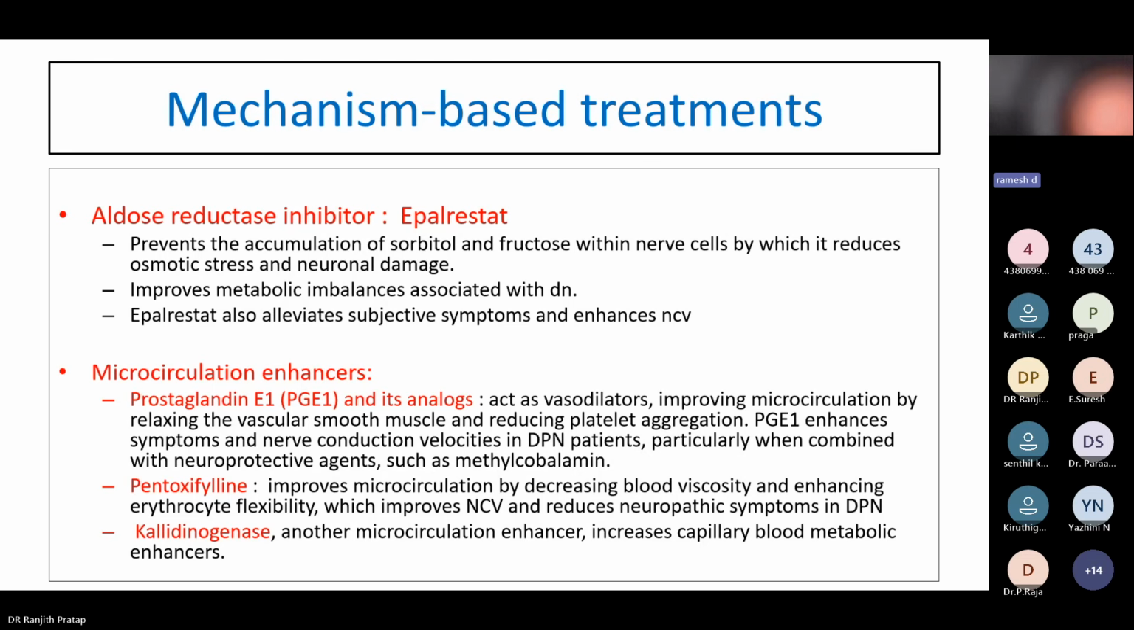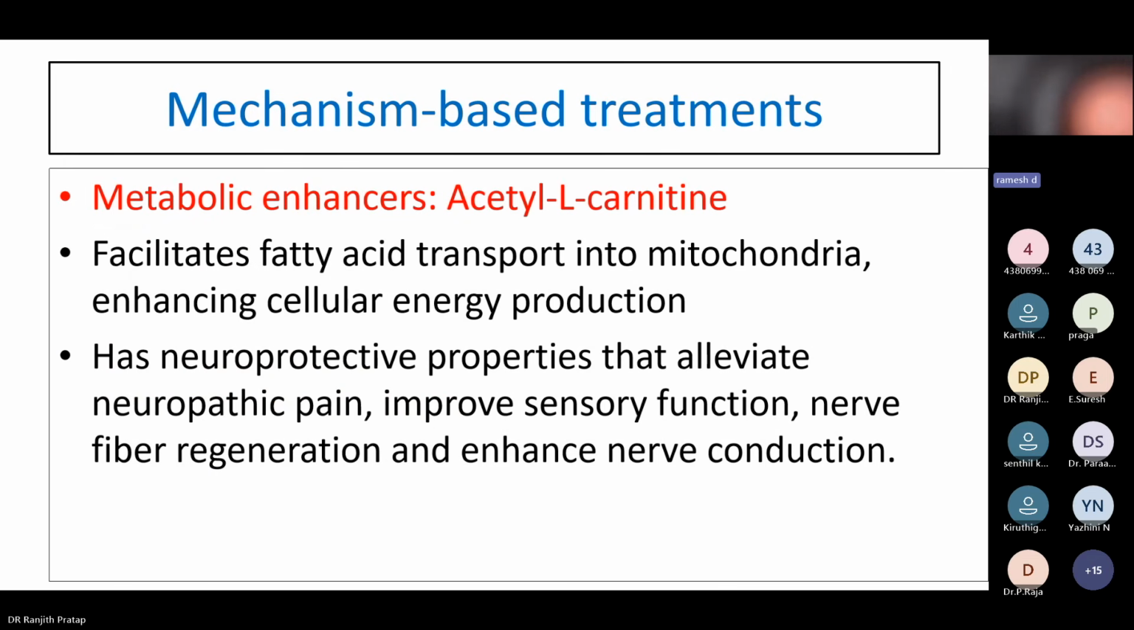Kallidinogenase is another microcirculation enhancer, which increases the capillary blood flow. The other metabolic enhancer is acetyl-L-carnitine, which facilitates fatty acid transport into mitochondria, enhancing cellular energy production. It has neuroprotective properties, relieves neuropathic pain, improves sensory function, and also increases nerve fiber regeneration and enhances nerve conduction.